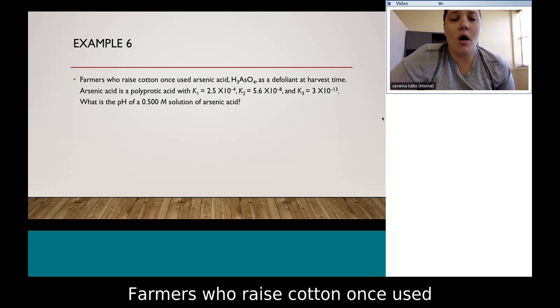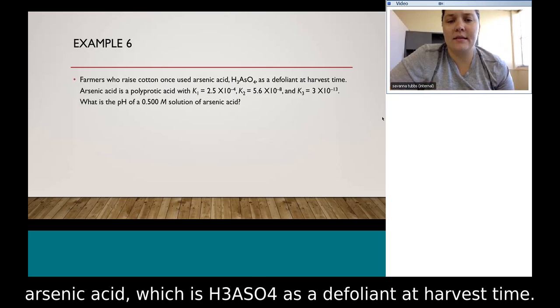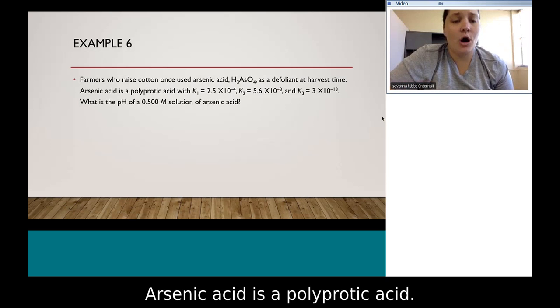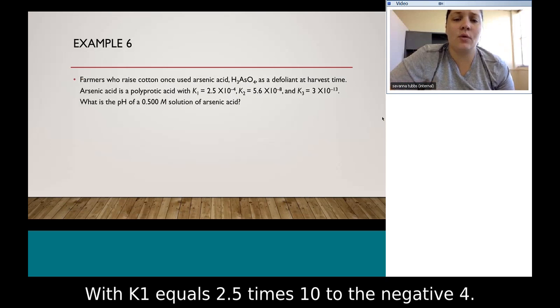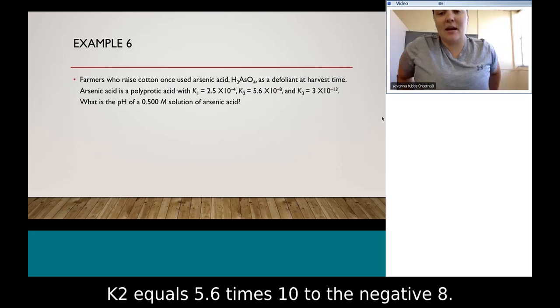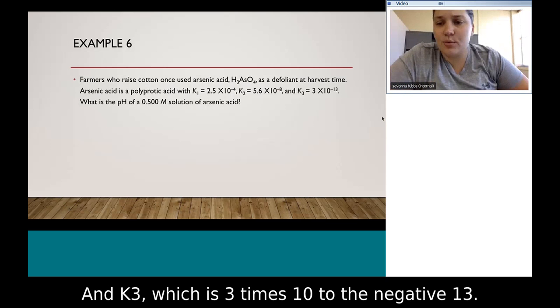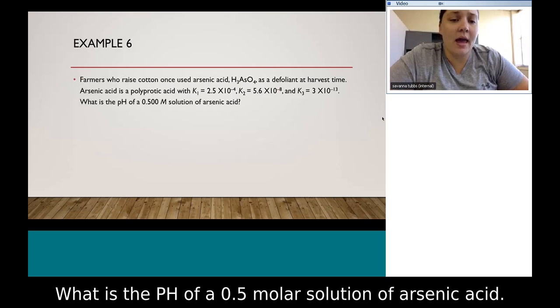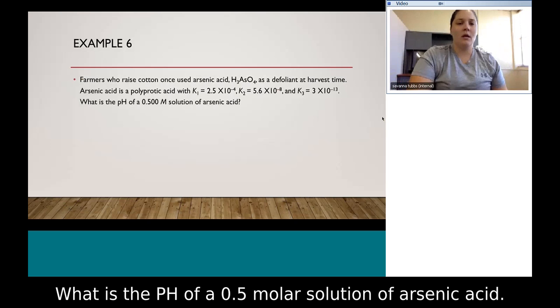Farmers who raise cotton once used arsenic acid, which is H3AsO4, as a defoliant at harvest time. Arsenic acid is a polyprotic acid with K1 equals 2.5 times 10 to the negative 4, K2 equals 5.6 times 10 to the negative 8, and K3, which is 3 times 10 to the negative 13. What is the pH of a 0.5 molar solution of arsenic acid?